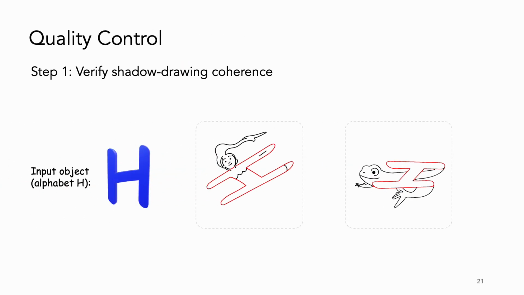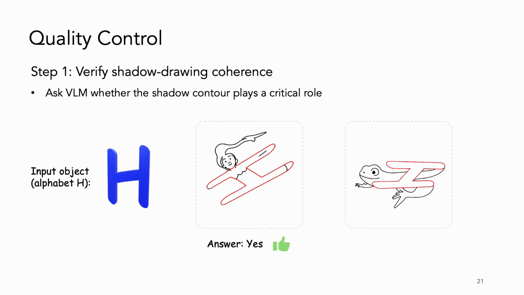Finally, we discuss our quality control module. Let's use this alphabet H as an example, and suppose we already have these two candidate results with the shadow contour highlighted. In the first step, we verify the shadow-ground coherence by using the VLM as a judge and ask it if the shadow contour plays a critical role in the composition. And in this case, the left result would receive yes, and the right result would receive no, and thus would be discarded.